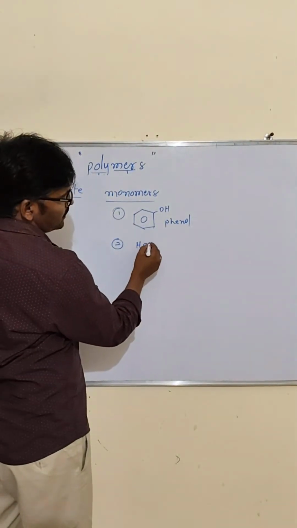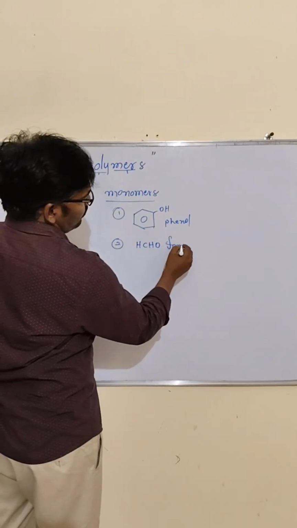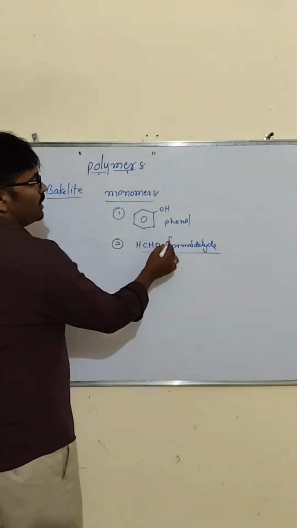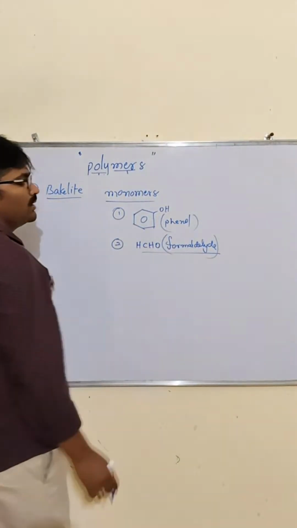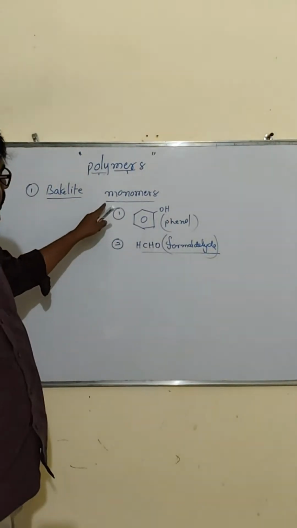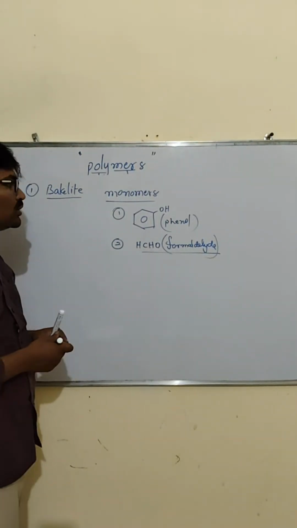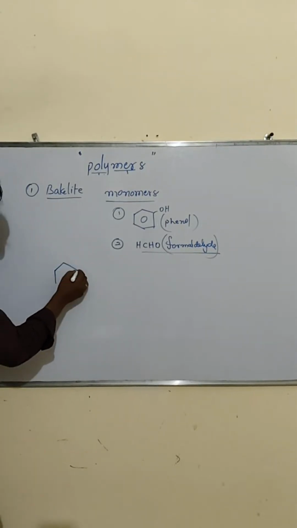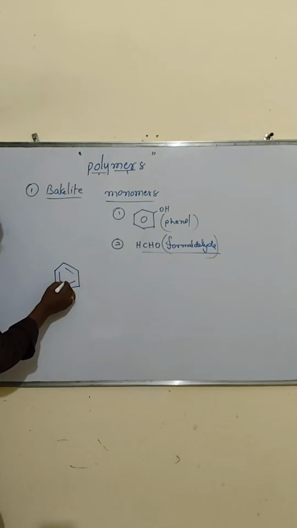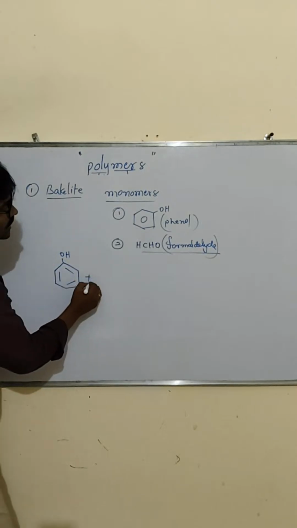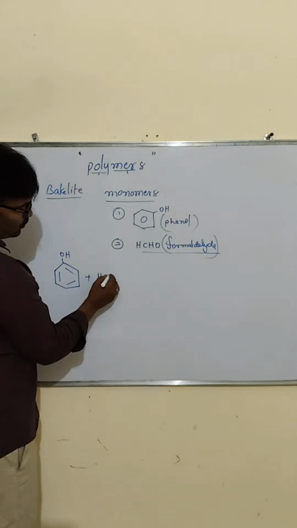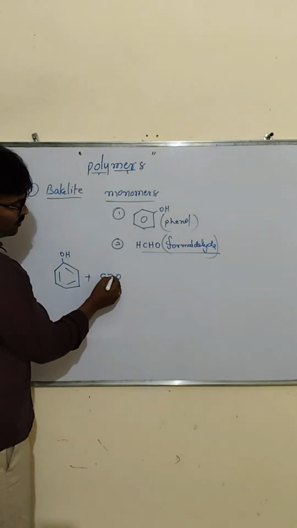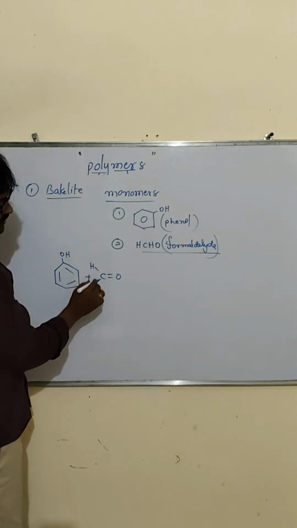So what is the formaldehyde? HCHO, formaldehyde. Phenol formaldehyde, not urea, phenol formaldehyde. So when both are connected with each other, first phenol is there, and phenol is treated with HCHO. HCHO is C double bond O, H bond H.